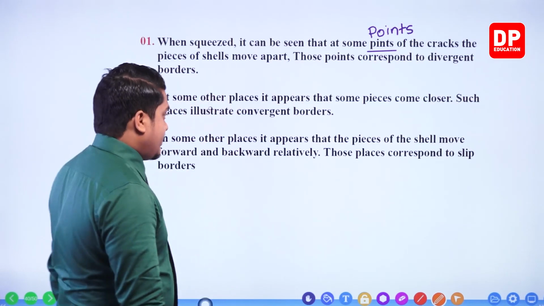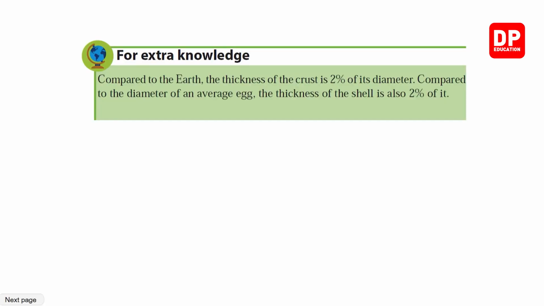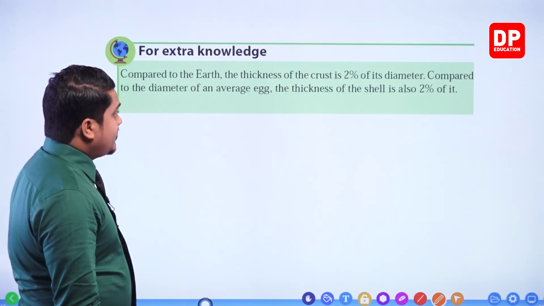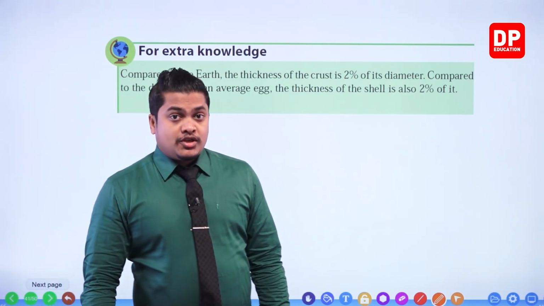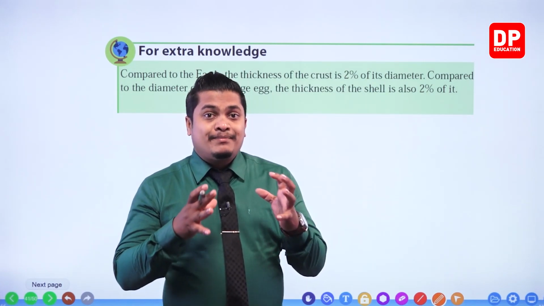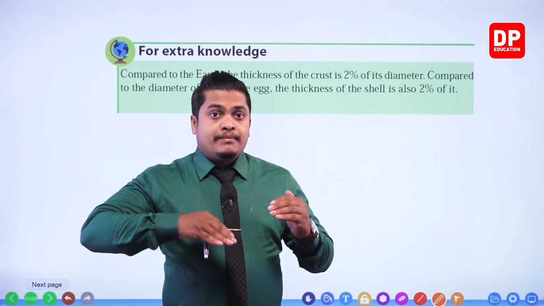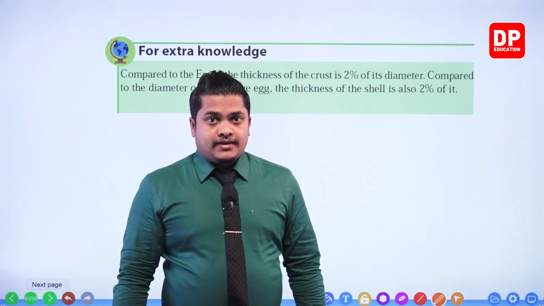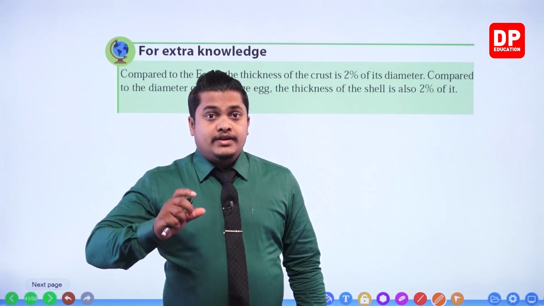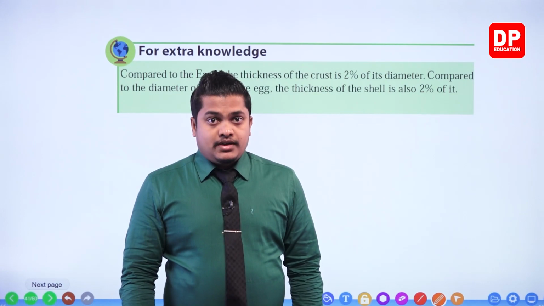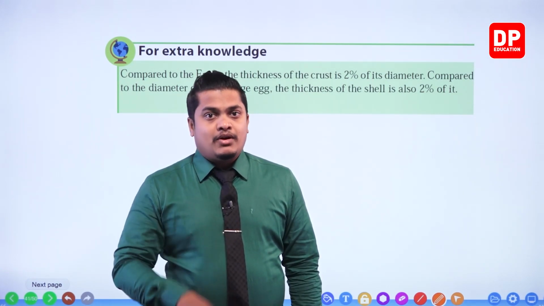Okay. Right then. So for extra knowledge, another thing is given here. Compared to the earth, the thickness of the crust is only 2% of its diameter. Compared to the diameter of an average egg, the thickness of the shell is also 2% of it. So the specialty here, my dear children, is that when you compare the entire structure of the planet Earth, the other parts like the core and the mantle contain about 98% of the Earth. However, the crust is only about 2%.